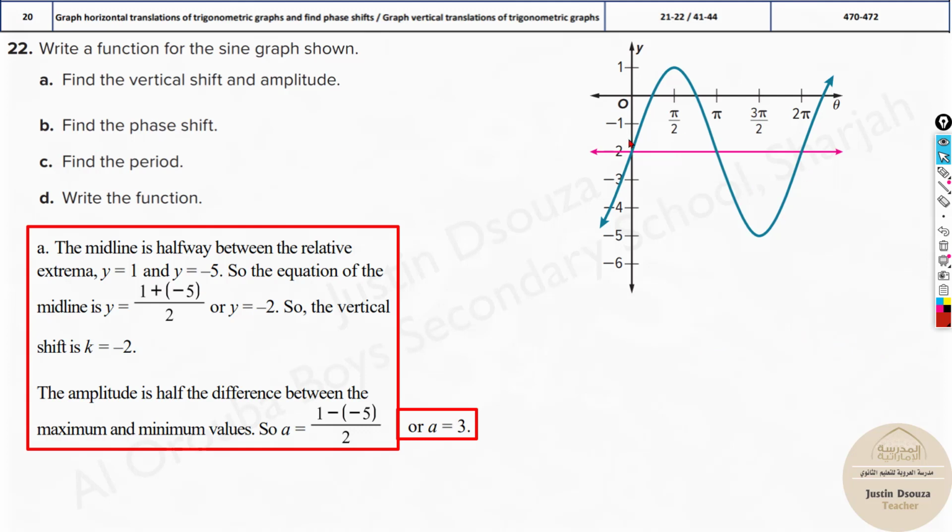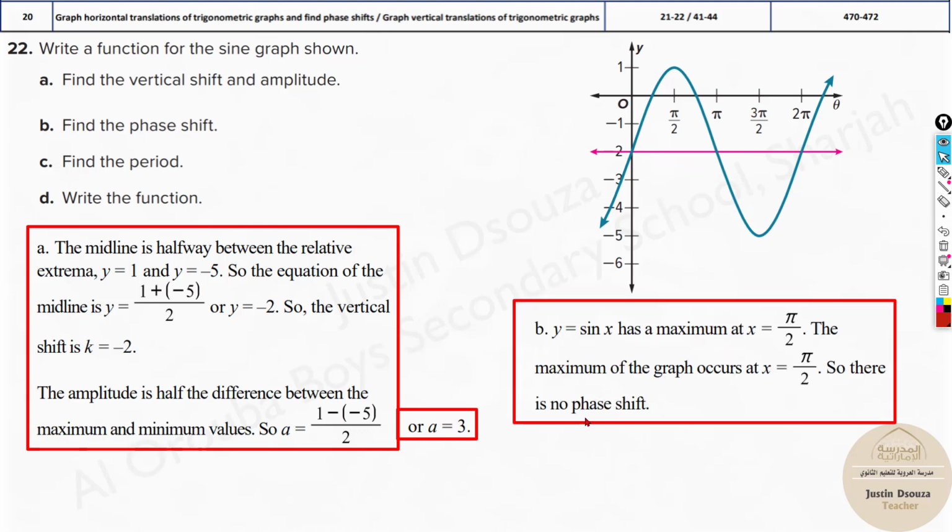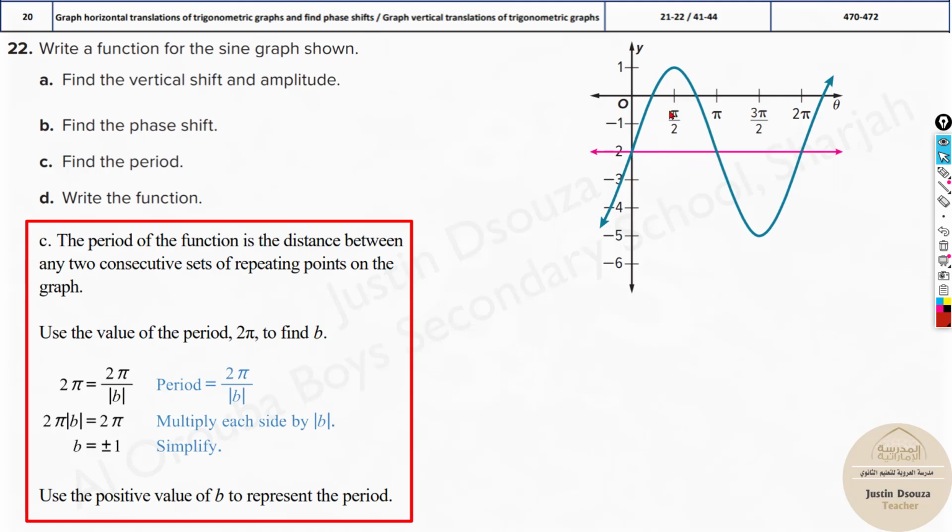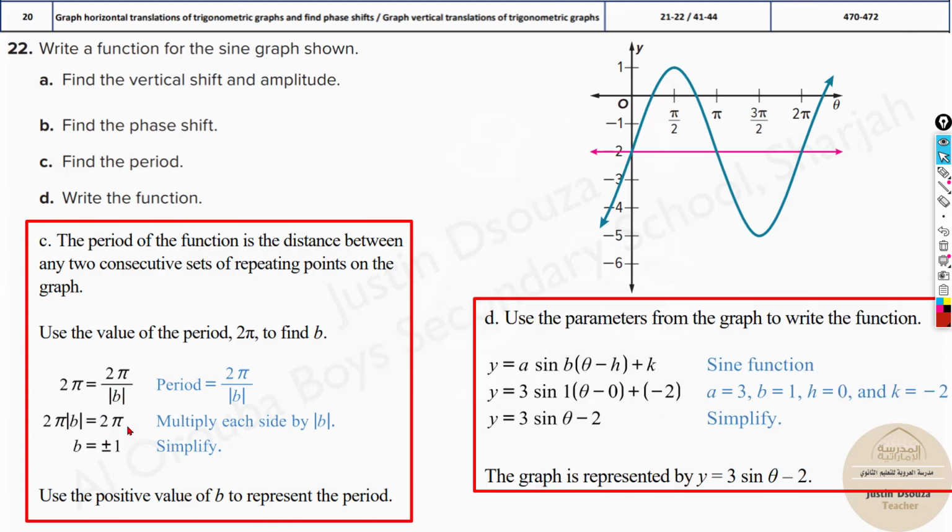So next is phase shift. Now here this is a sine graph. Sine starts from here, 0, and it keeps on going. There's no phase shift over here. So there's no phase shift. It's 0. And what about the period? It starts here and it keeps on going until 2 pi, which is the period, because after 2 pi it starts repeating. So we know it's 2 pi, then what is the b value? It will be 1, right? Because 2 pi equals 2 pi by b. So cancel this off, it will be 1. It's plus or minus 1 because it's the magnitude, but you can just take 1.